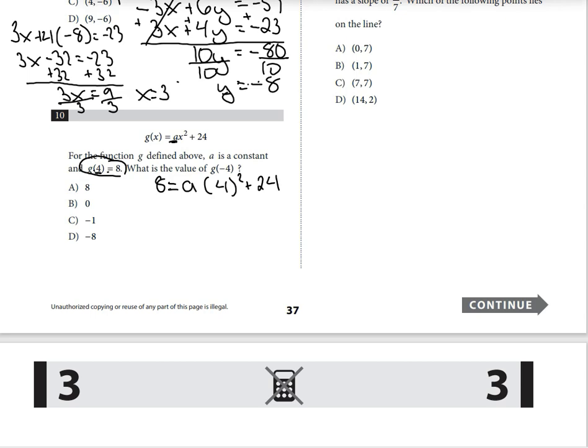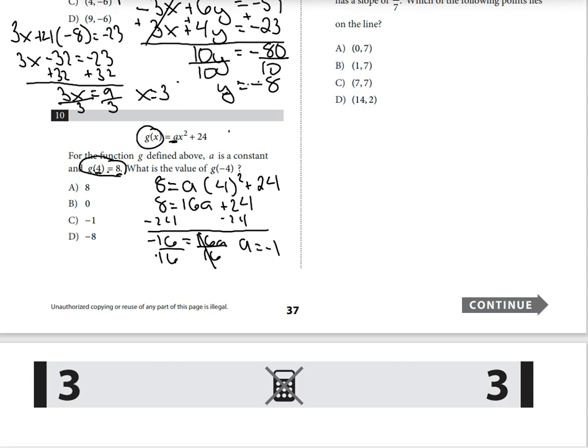Because that 4, that's our x value. 8, that's our g of x. So 8 equals 16a plus 24. Subtract 24. We get negative 16 equals 16a. Divide by 16. And we get a equals negative 1, right? So we figured out what a is equal to. That's our first step. So now we can rewrite our function.